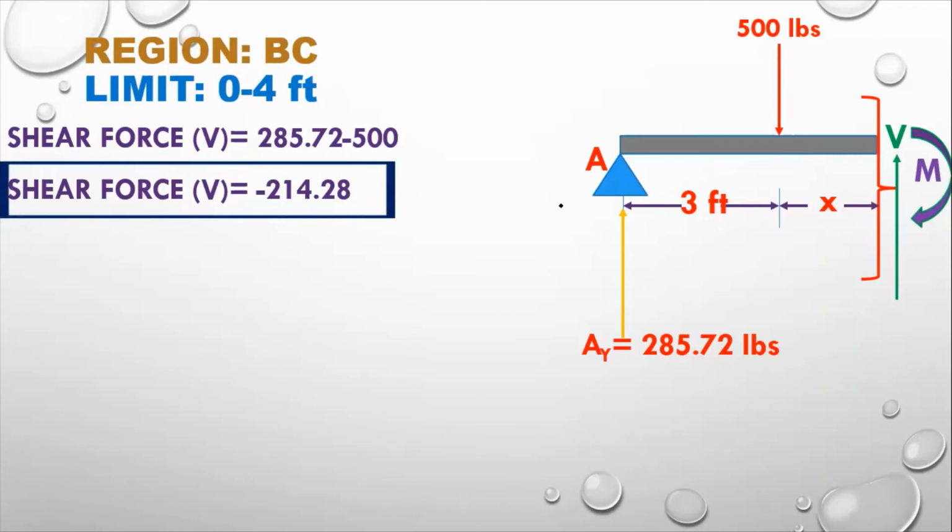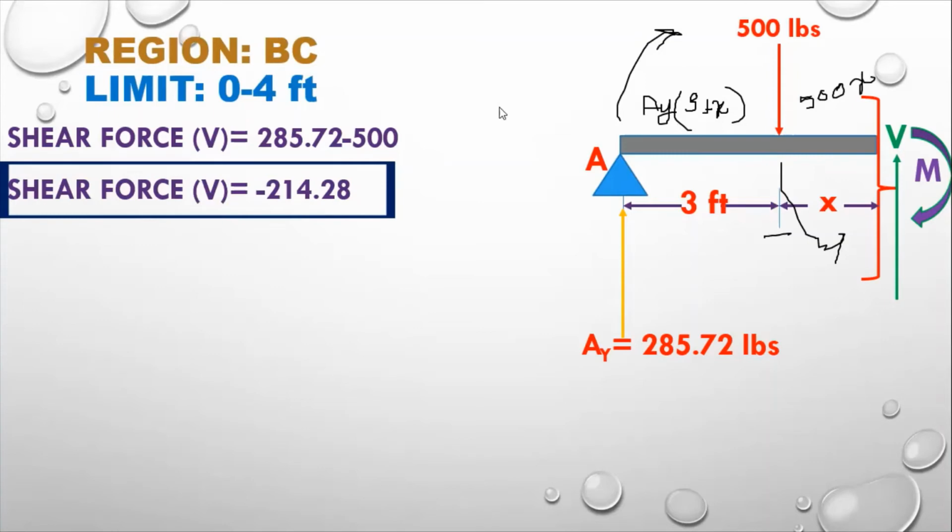Now we move on to the bending moment. We have to multiply AY with the distance 3 plus x, and AY should be positive. And the 500 pound force, when we take moments, should be negative, so minus 500x. This is how to make the equation.